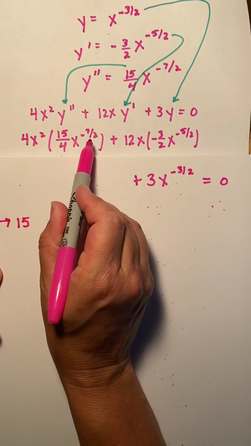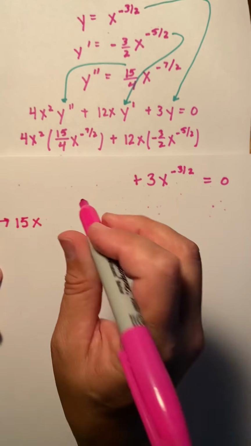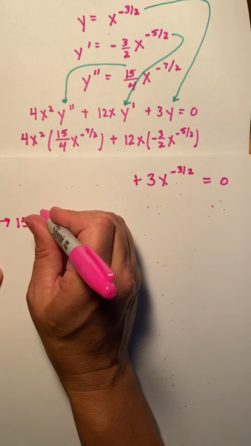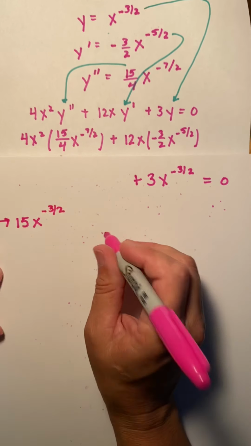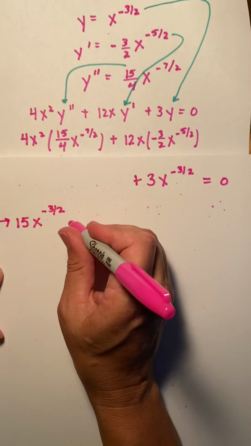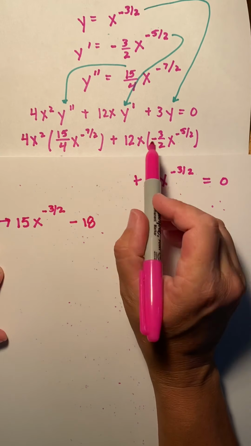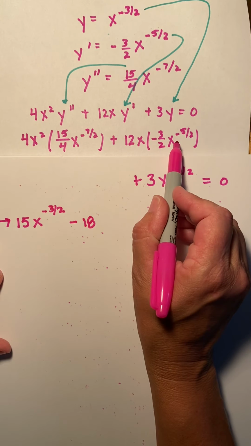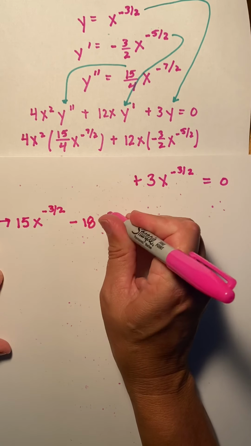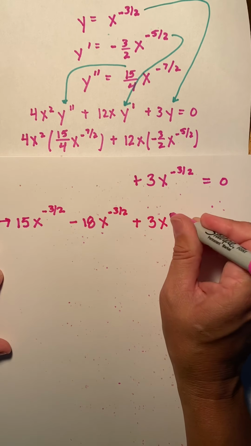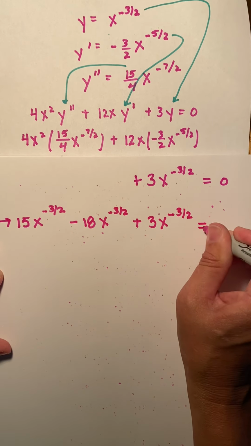Then x squared and x to the negative 7/2, well, we can add those powers. 2 is 4/2, and negative 7/2 gives negative 3/2. And then 12 and negative 3/2 gives me negative 18 as a coefficient, and x to the 1 power and x to the negative 5/2 gives me x to the negative 3/2. And then we have plus 3 x to the negative 3/2 equals 0.